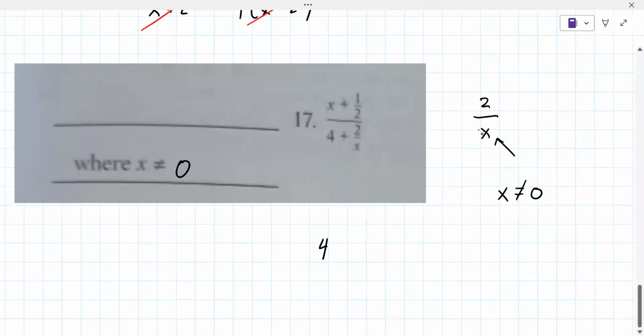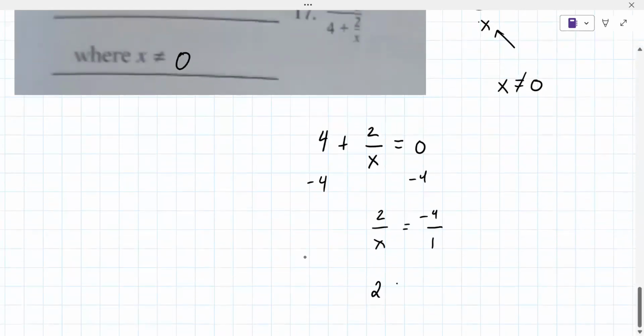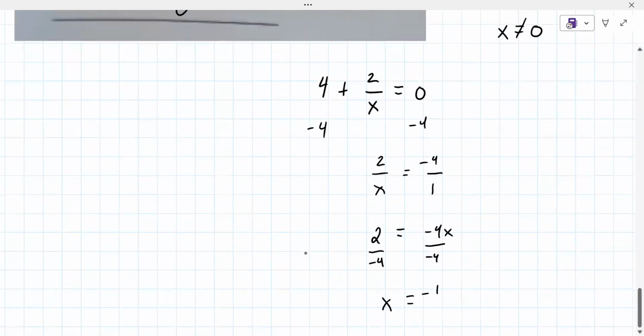The next one is still a little bit more complicated. You have to set the whole bottom, 4 plus 2 over x, equal to 0. You might be wondering how this even works. Well, you subtract 4 from both sides, so 2 over x equals minus 4 over 1. Then you have 2 equals minus 4x, and x ends up being minus 1/2. That's what it cannot be. That's the excluded value.